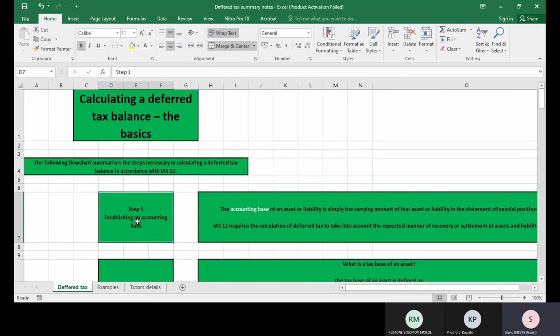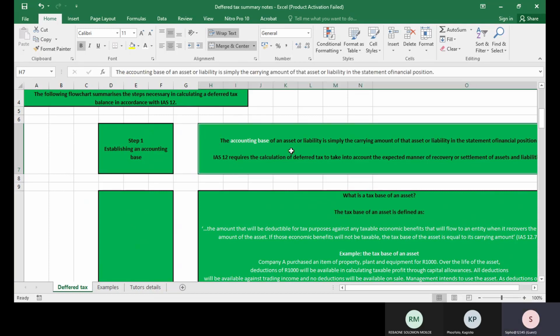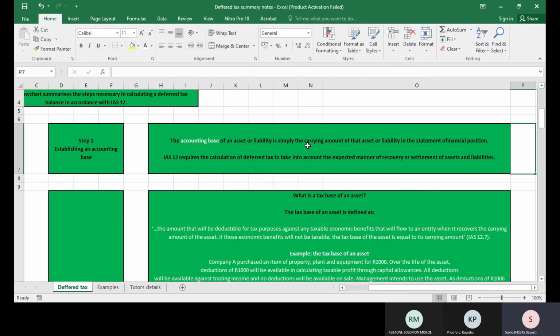I'll take you through the steps that we're going to be covering for you to be able to understand what deferred tax is. Step number one, a student needs to be able to establish an accounting base. Basically, what is an accounting base? Just a basic knowledge for the student to understand is it's a carrying amount. And what is a carrying amount? A carrying amount is the cost of an asset, meaning that when you buy an asset initially, you will pay for that asset. Then they will give an invoice. The invoice will normally show the cost. So that is that amount, the cost.